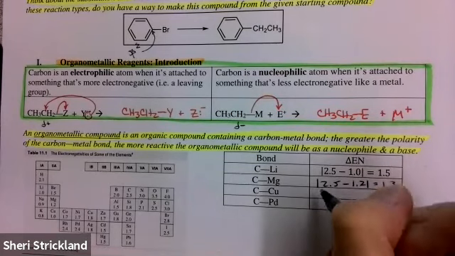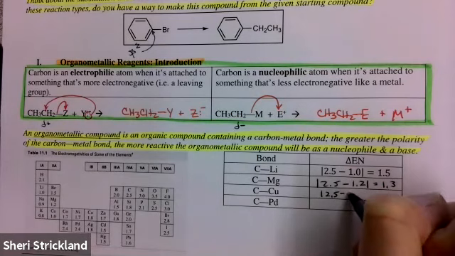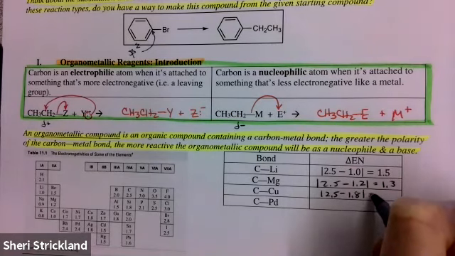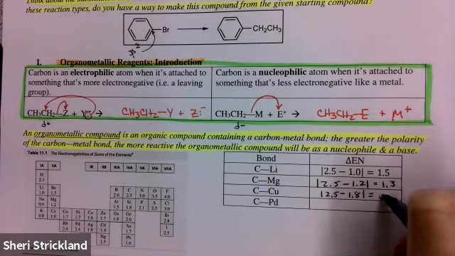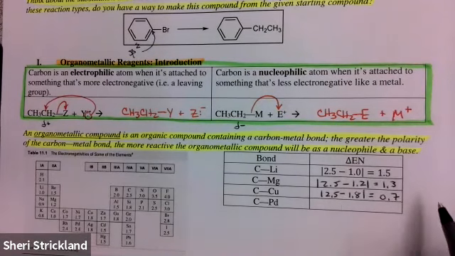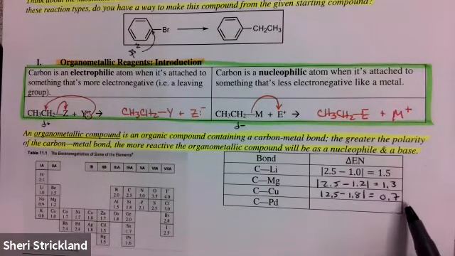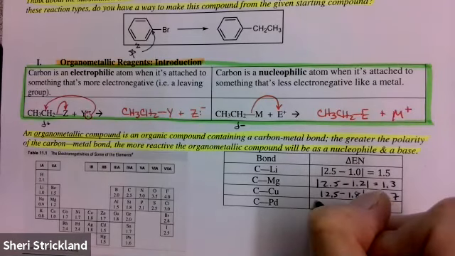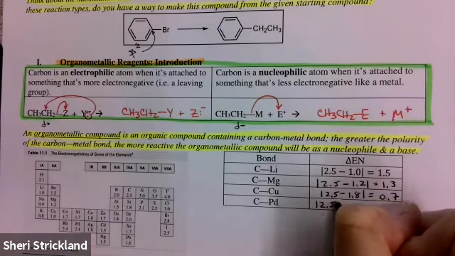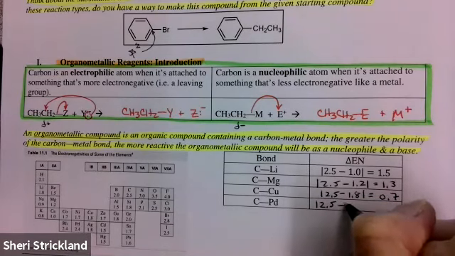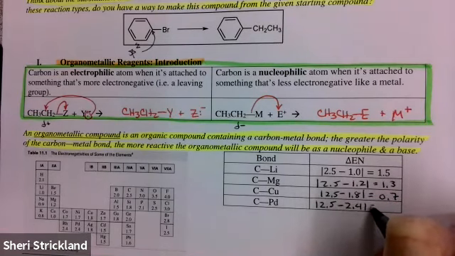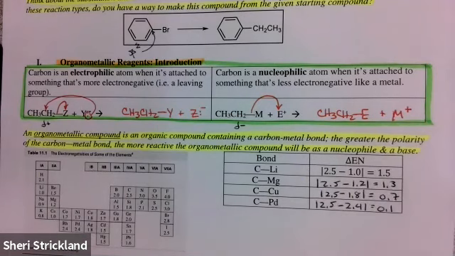If we come on down, carbon and copper, 2.5 for carbon, 1.8 for copper. Okay, so a metal that's more electronegative. Now the electronegativity difference is 0.7. A lower electronegativity difference means a less polar bond, means a less reactive bond. And finally, for palladium, palladium has an electronegativity not so very different from carbon. It's a little bit less, but just a tiny bit. So this is the least reactive carbon metal bond that there is.